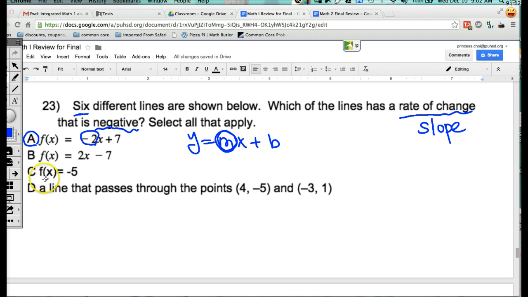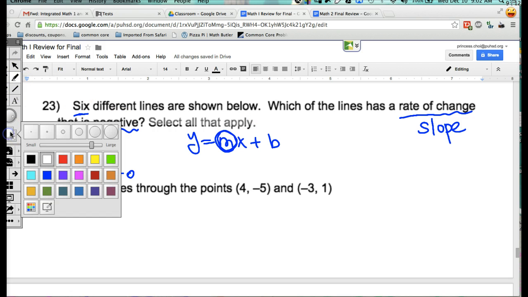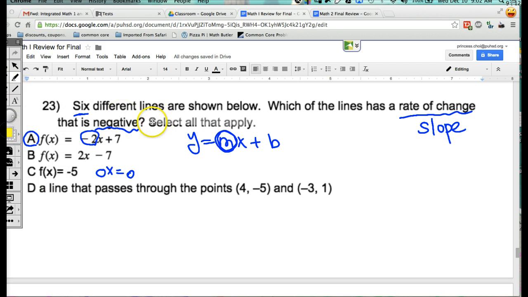And what about C? F of x is equal to negative 5. Well, this is not the slope because the number next to the x is the slope. Obviously, there's no x next to the negative 5, so that means this is the y-intercept. Okay? So in this case, the slope will be 0 because 0 times x is equal to 0, right? So there you go. So far, we only have A as the answer, but there should be more than one answer because it gave you a hint right here. It says select all that apply. Okay?